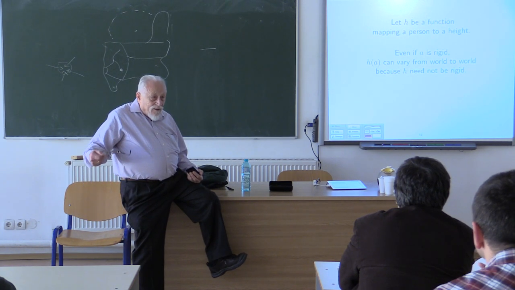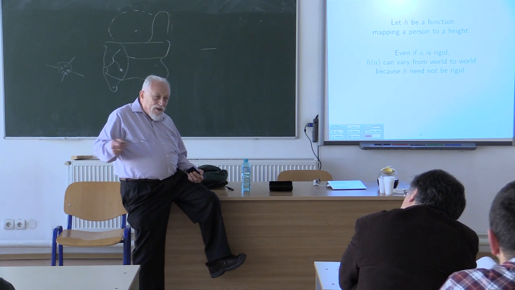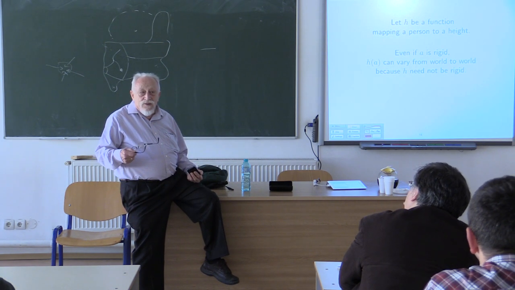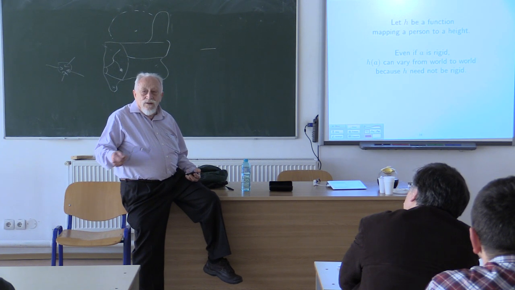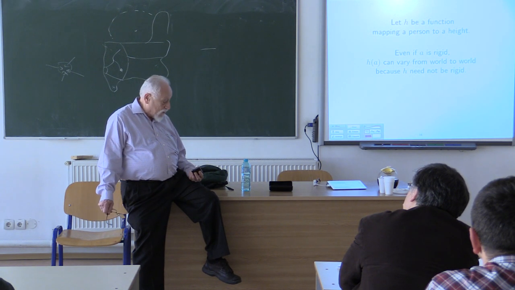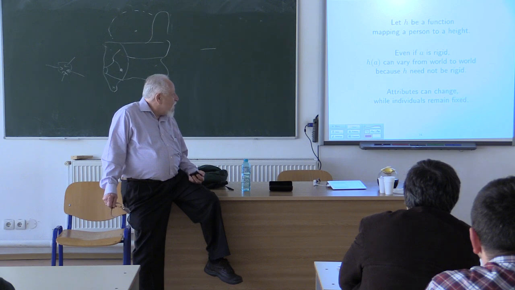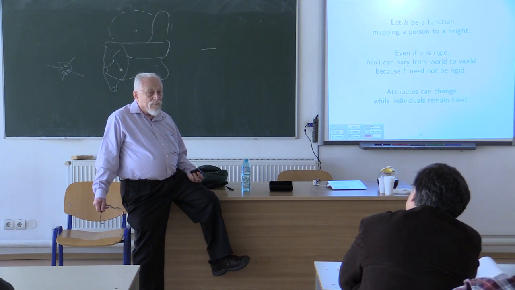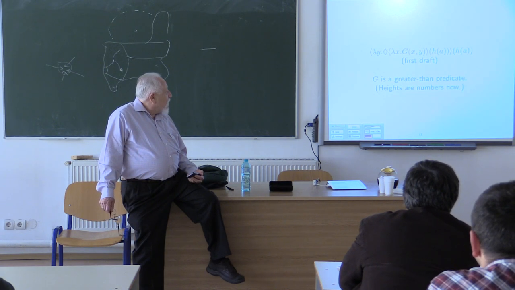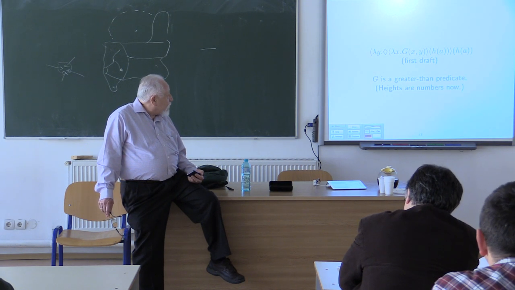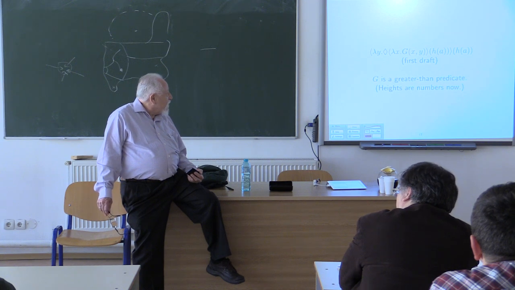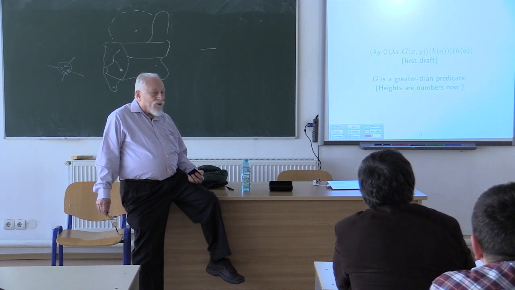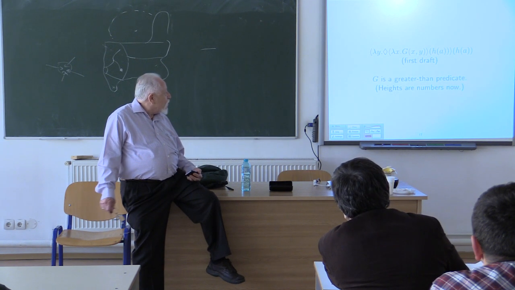Okay, so the A is a rigid constant, but the H doesn't have to be a rigid function. It can assign different values to a constant under different circumstances. So the thing is, attributes can change while the individuals who have the attributes remain fixed. So this is a first draft of modeling that. So take G to be a greater than predicate and think of heights as numbers.